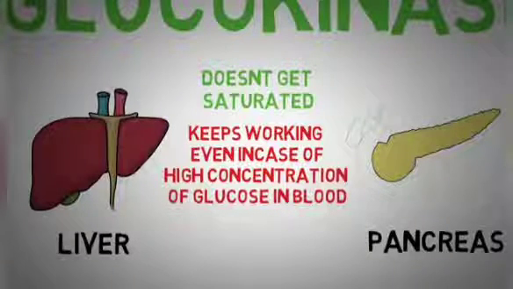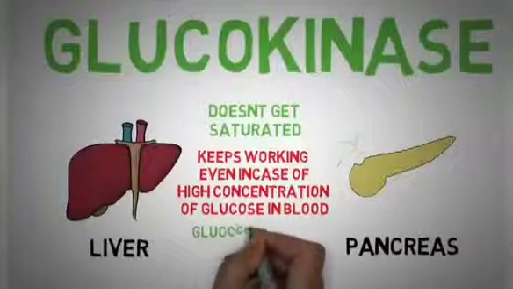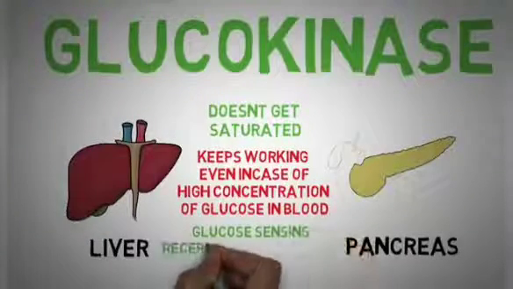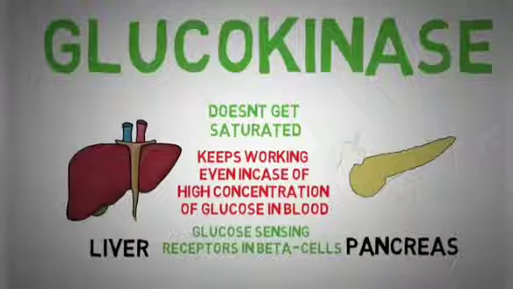This is important because large amounts of glucose is released from the gut after a meal that directly goes in the liver from the portal vein. Presence of such an enzyme that doesn't get saturated easily allows our liver to prevent excess glucose to enter our systemic blood circulation. In the pancreas, the glucokinase is a part of glucose sensing mechanism present in the beta cells of pancreas.